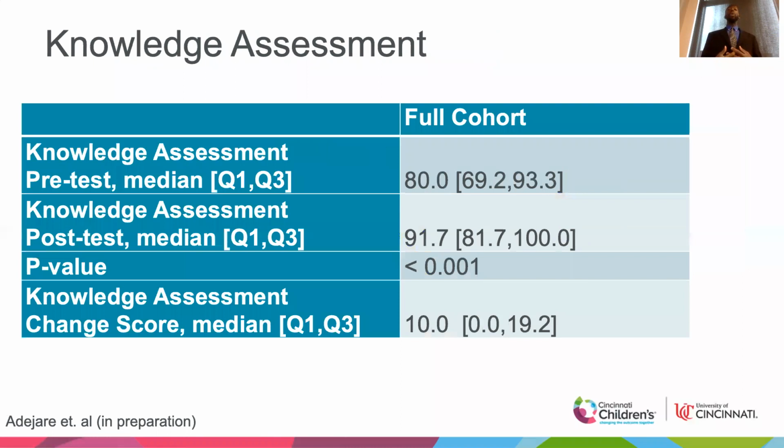Now, let's talk about what they learned. Well, they did learn a lot from using the Gambler, with a jump in knowledge from pre to post test, and the significance was looked at in the change score, where we saw that essentially these patients gained about a median of 10 points from pre to post test.